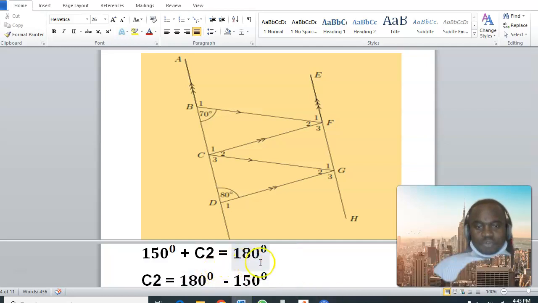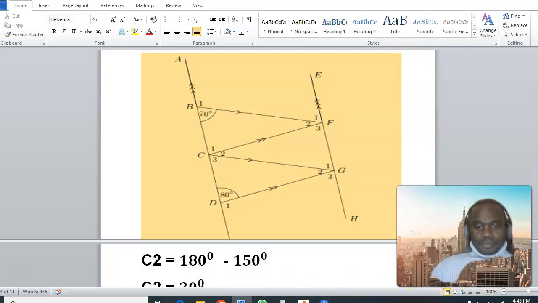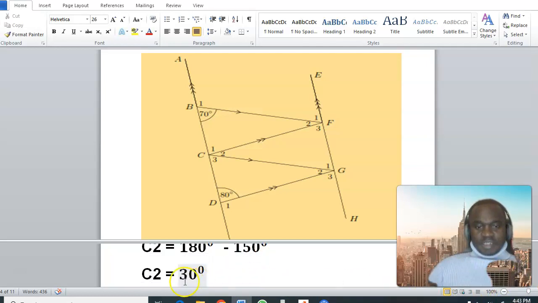Then you transpose 150, this is plus 150. The transpose is going to be minus 150 degrees, and this is going to give us 30 degrees.